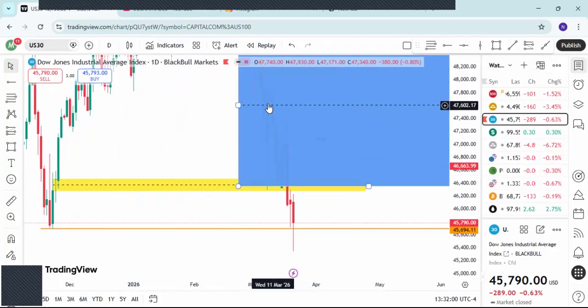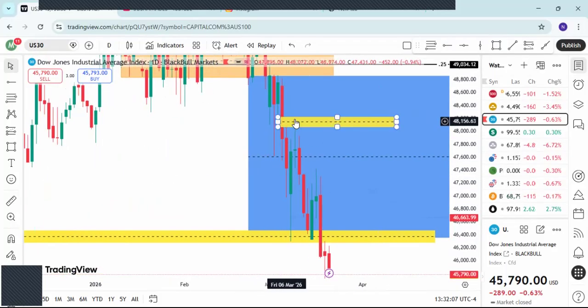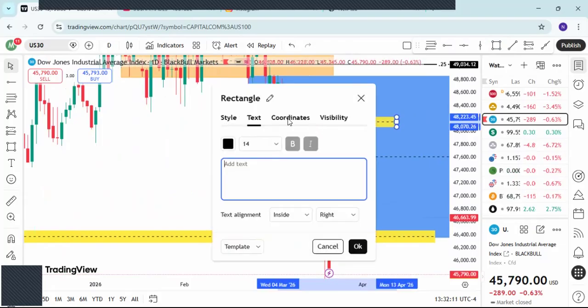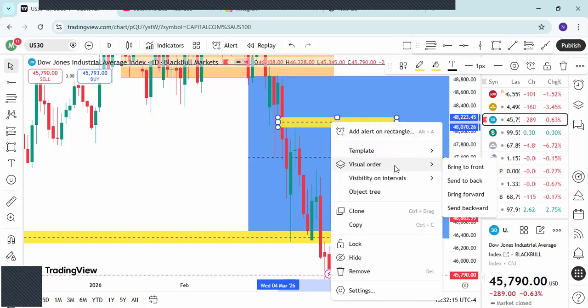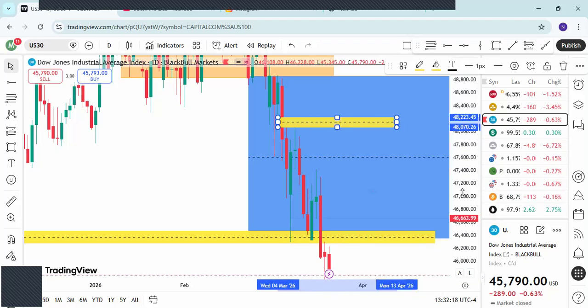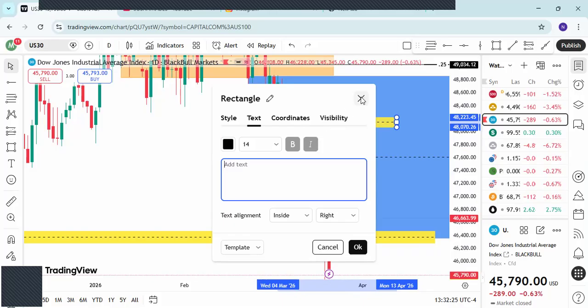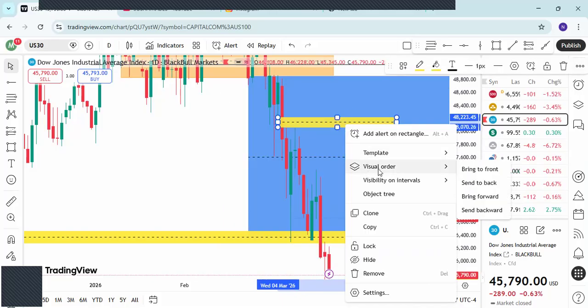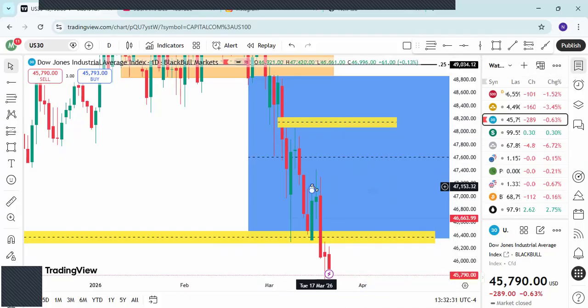As you can see here, we went to it. Price went up back into this. If you look up here, I want to put this to the front, bring to forward. This is the fair value gap there. Is it front now? Visual order, bring to front. Okay, yep. Now it's there.